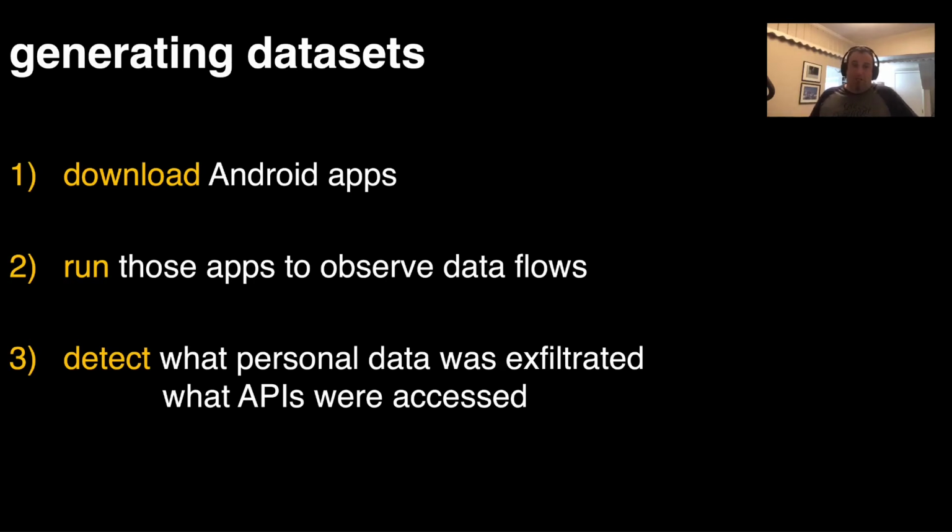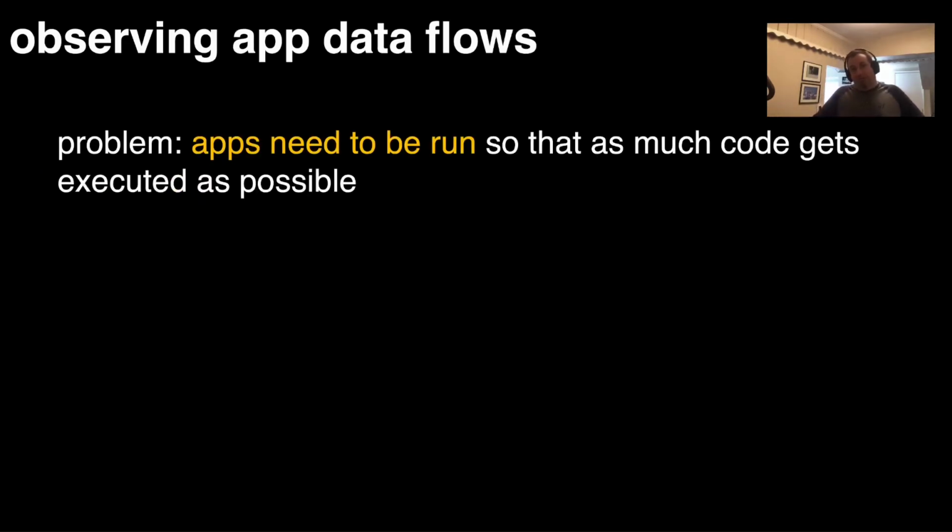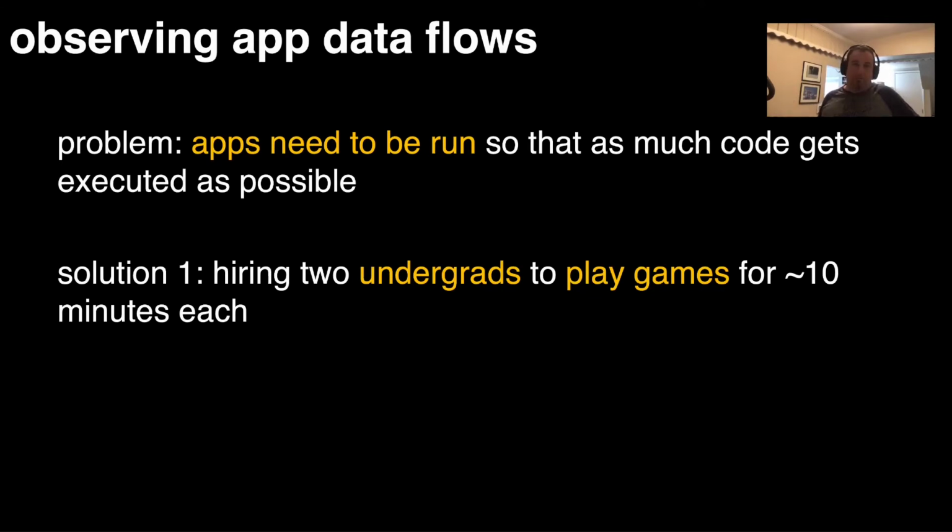And so the first problem obviously is, the apps need to actually be run so that we can see what code gets executed and what that code actually does. Generally, this is thought of as a human task. And so to start out, we hired a couple students to play a bunch of games so that we can examine basically just the code coverage for normal use of apps. People playing, what sort of code coverage can we get?